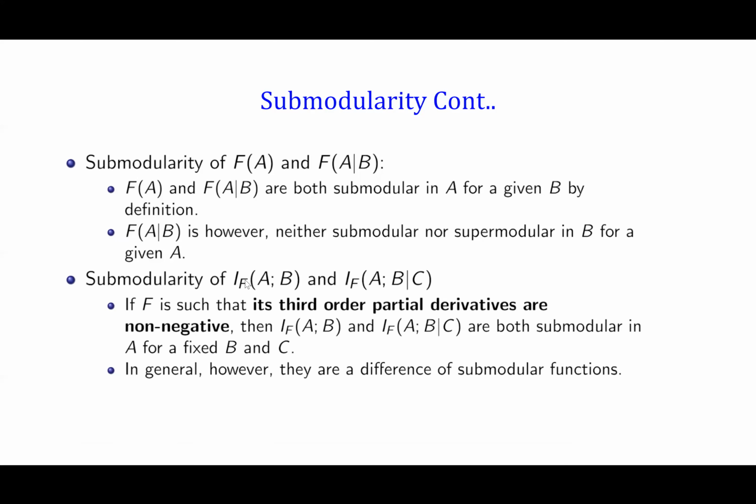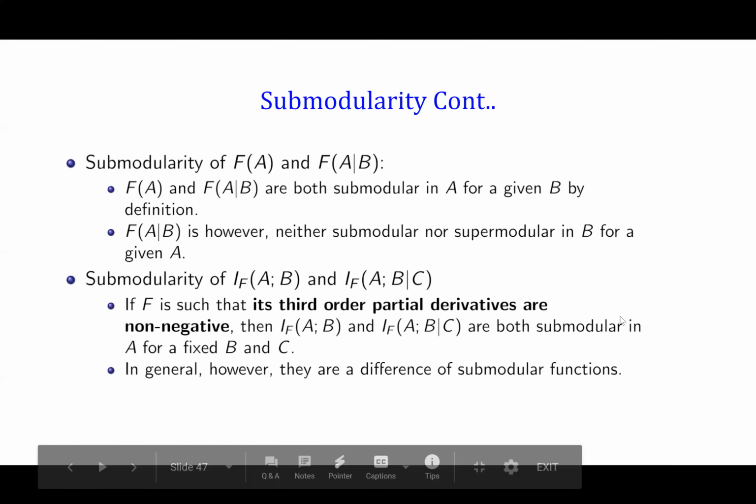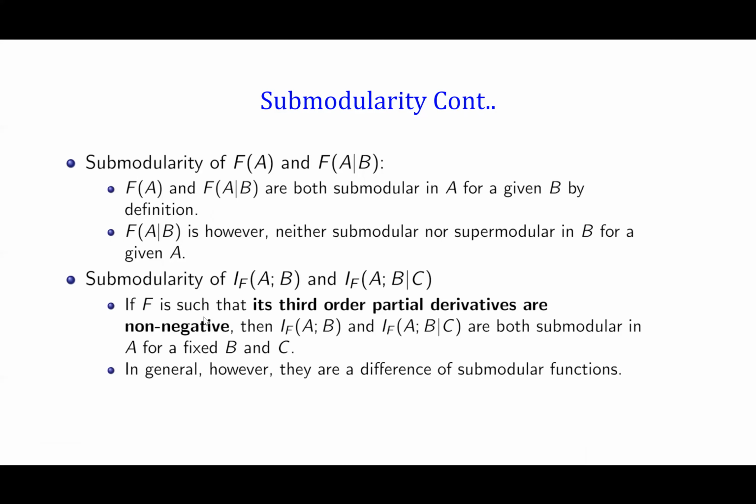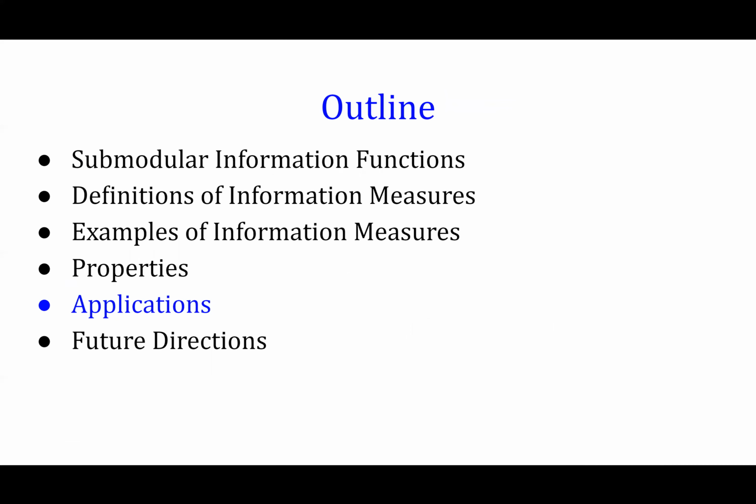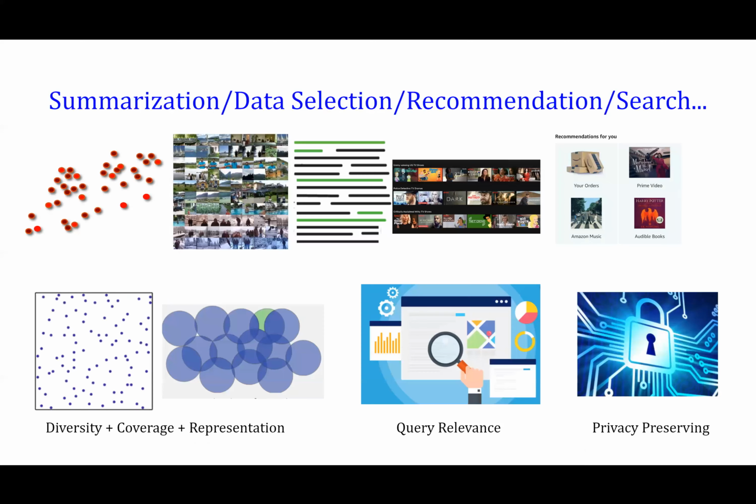But the submodularity of I(A; B) is actually not obvious at all. And it turns out that if f satisfies this property, then they are both submodular. However, in general, they are just a difference of submodular functions. And so this is what actually makes this interesting and amenable to applications and optimization problems. So, all right, now we can move on to a few different applications.